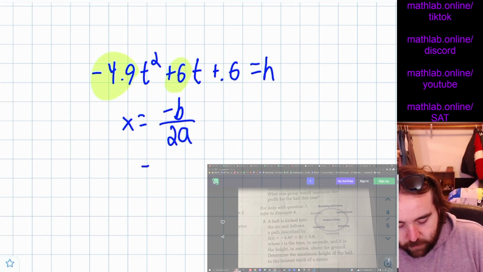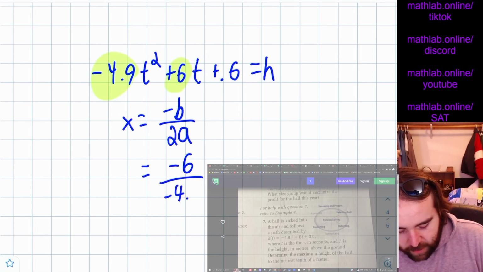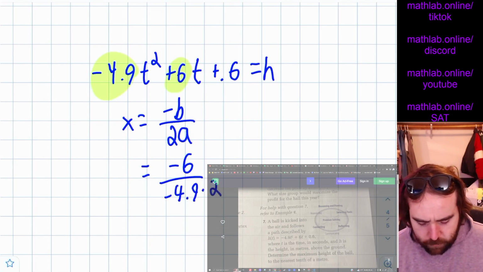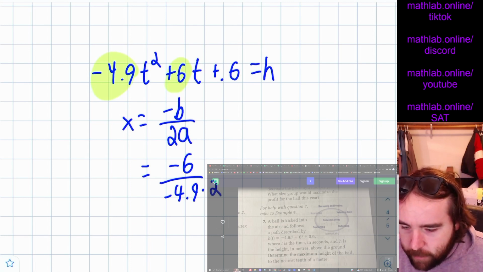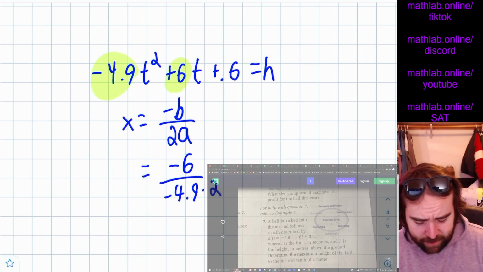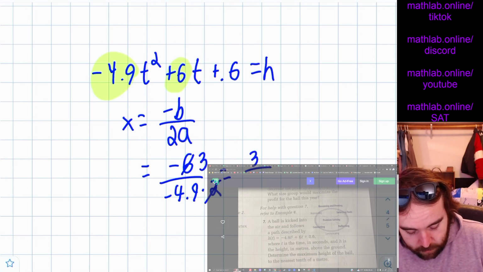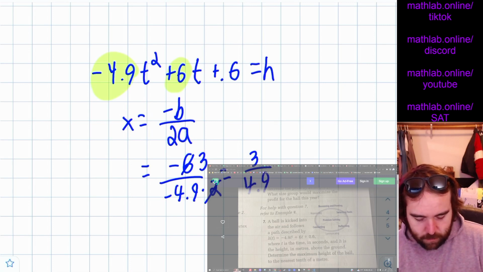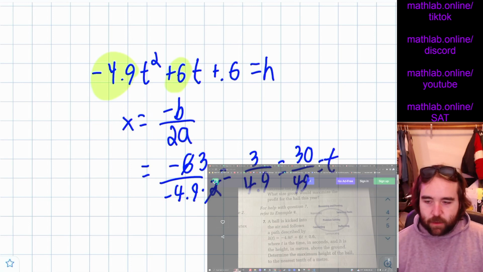So what's the x-coordinate of the vertex? Negative 6 over negative 4.9 times 2. And then we just need to simplify that to get the x-coordinate. What do we actually want, though? We want the maximum height of the ball. So then we have to plug that back in. I feel like this is a calculator question, but I could just be crazy and not do that. So 3 over 4.9. So 30 over 49 is the time that it reaches its maximum height.